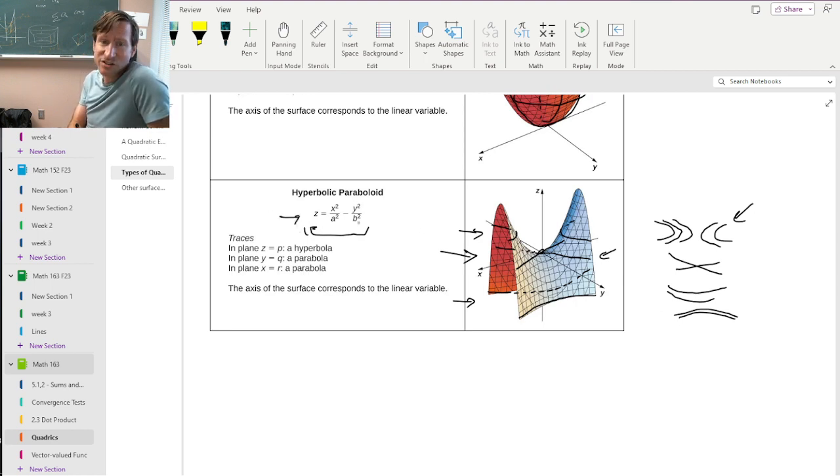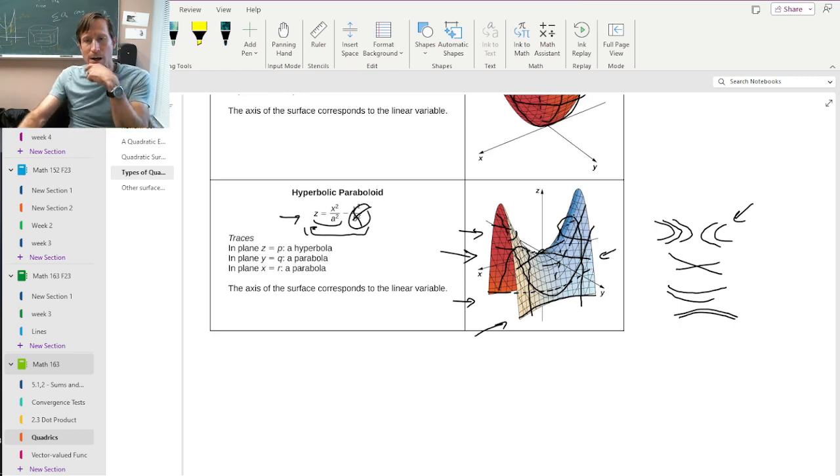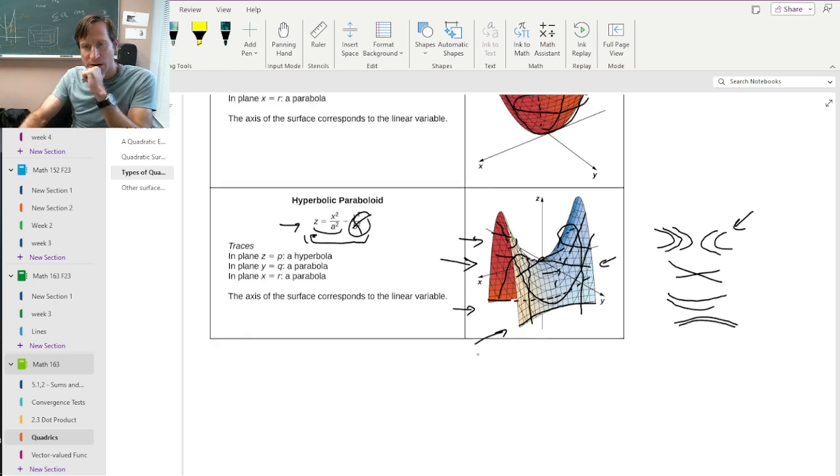The vertical cross sections, well, if y is 0, then we're left with z equals x squared over a squared. So that's going to be parabolas. So all of these vertical cross sections are parabolas. So for example, here's one, here's one on the back side, here's another. For this particular picture it's hard to draw, but actually no, it's not hard to draw. Here's a parabola going left and right, and then on the back side there's another one back here.